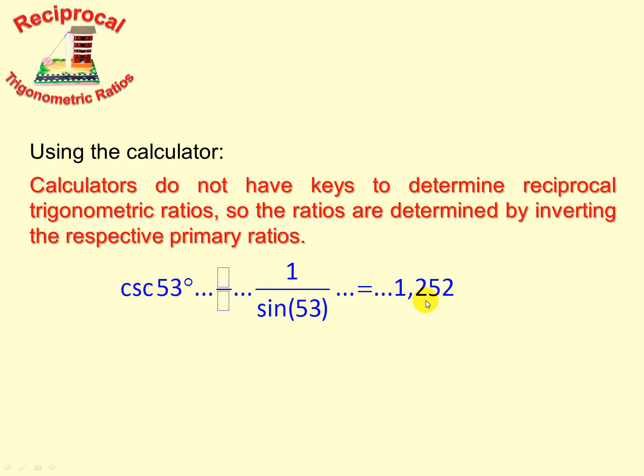There are a couple of ways we can invert. We can use the fraction key. We can use the y to the x key, saying sine of 53 to the minus 1. Or we could say 1 divided by sine of 53 degrees.